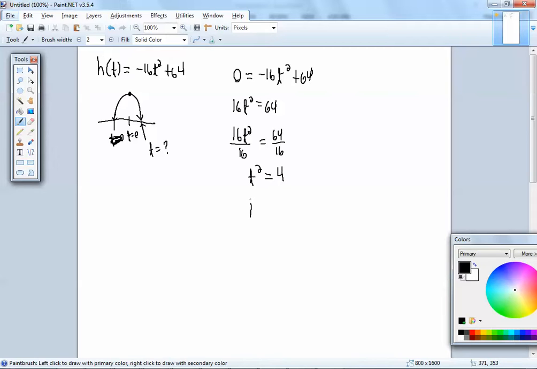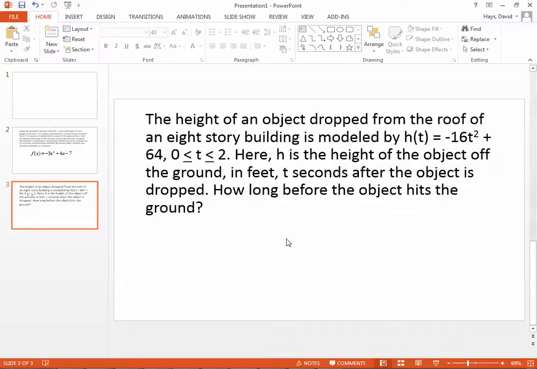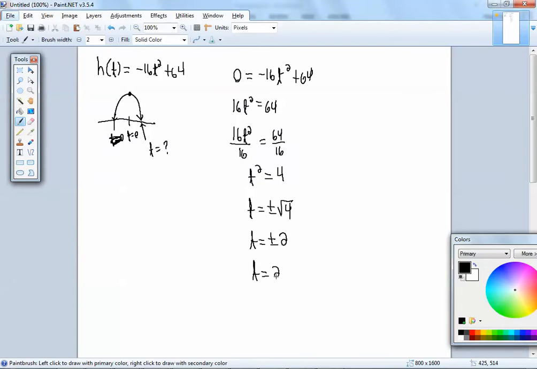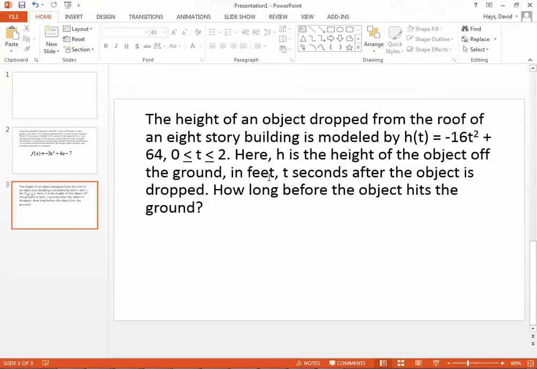Now square root property, you drop your squared and you put a plus or minus square root on the other side. And we get t is equal to plus or minus 2. Now, negative 2 doesn't make any sense. Can't have negative time. Question is whether t is equal to 2 makes sense. Now, they tell us it's between 0 and 2, which indeed tells us that t is equal to 2 makes sense. So after 2 seconds, then your height becomes 0. It hits the ground. So that's what it's asking. How long before the object hits the ground? That means height is 0.